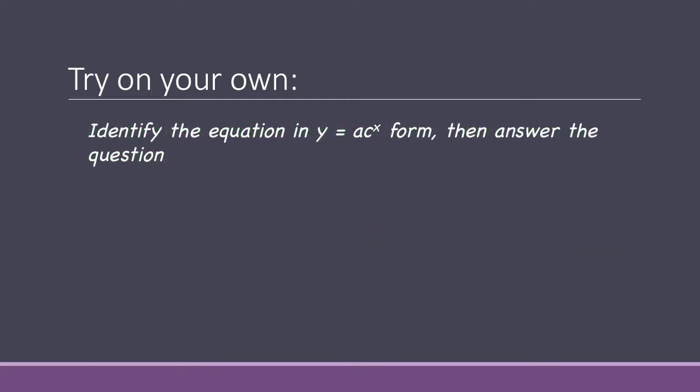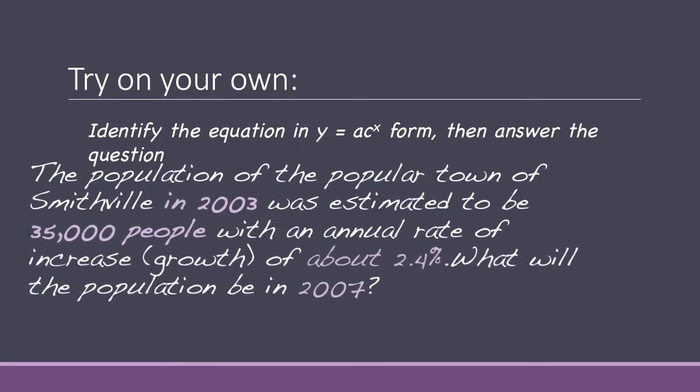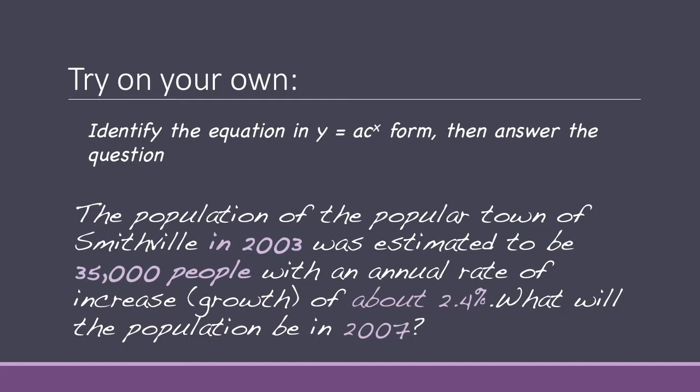Try this question on your own. Identify the equation in y is equal to a c to the x form and then answer the question. The population of the popular town of Smithville in 2003 was estimated to be 35,000 people, with an annual rate of increase growth of about 2.4%. What will the population be in 2007?